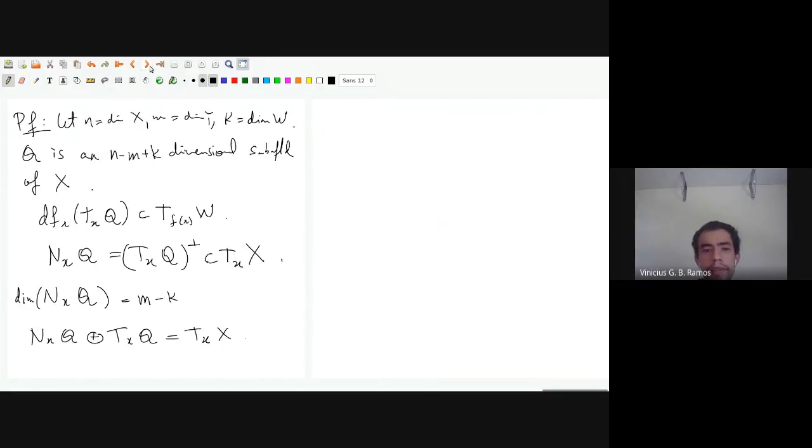Okay. So now we can apply df to this. We apply df to this equation and we use the transversality condition. So we know that df of T_x X plus T_f(x) W equals T_f(x) Y. So this is the transversality condition, that the tangent space of X, when you push it forward by df, together with the tangent space of W, spans the whole tangent space of Y.